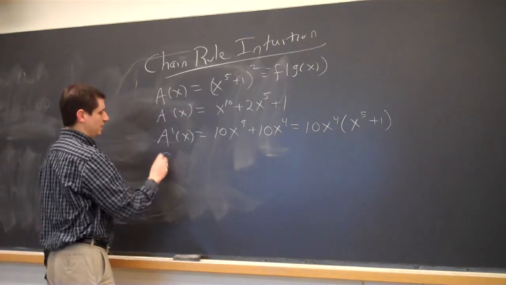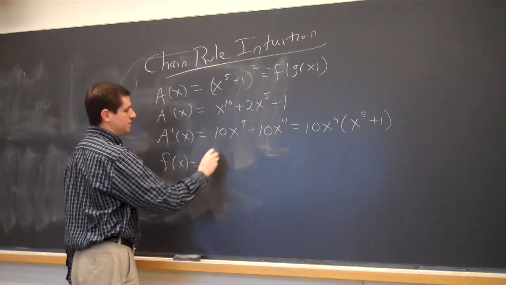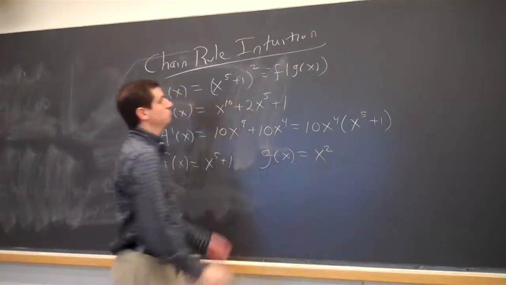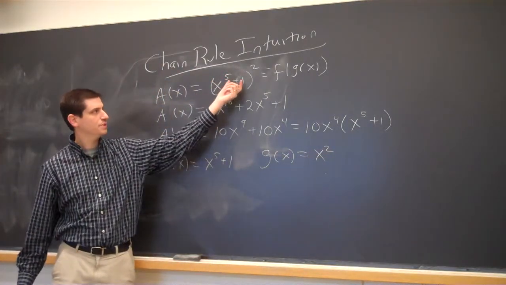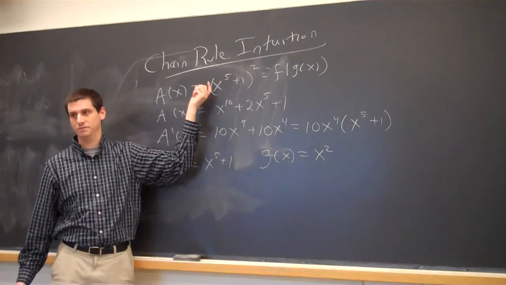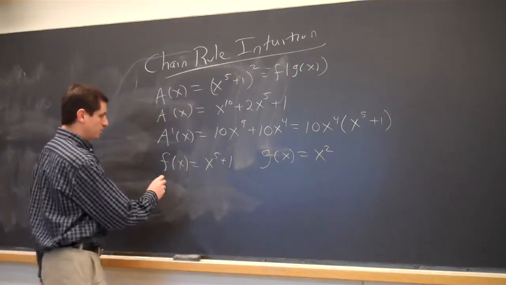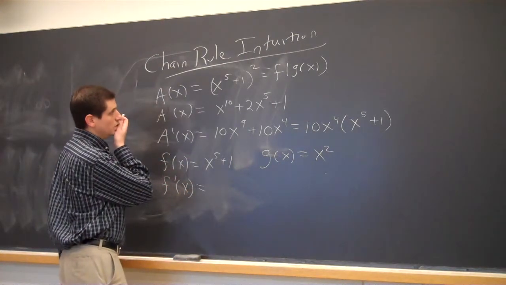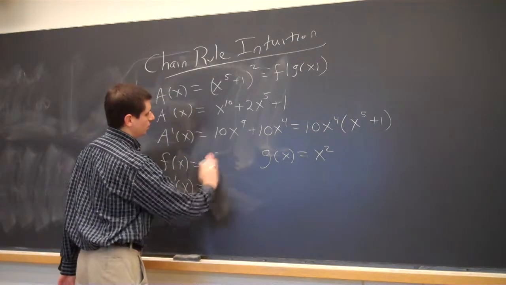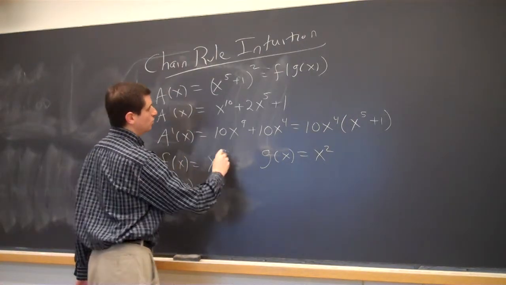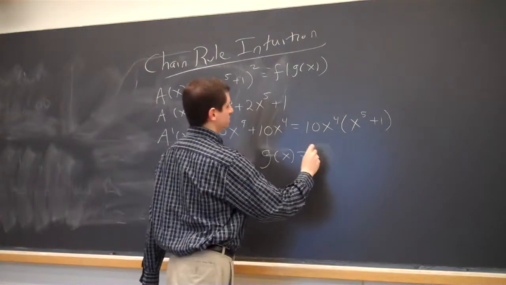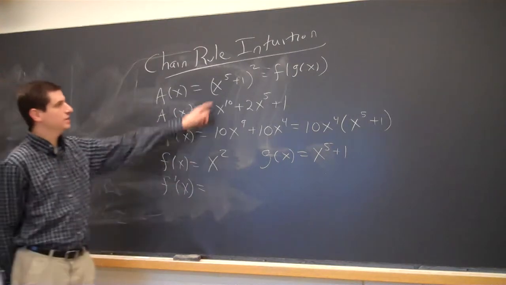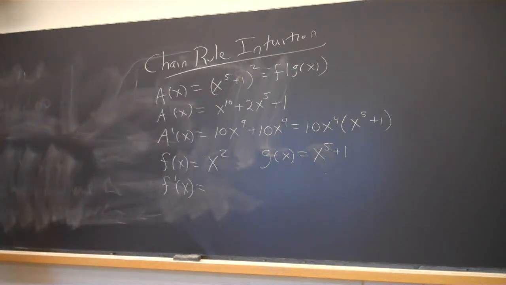I have f of x equals this. If I take f of x to be x to the 5th plus 1, and I take g of x to be x squared, then my function x to the 5th plus 1 squared, that's my f of g of x. Okay? So let's calculate some derivatives. Oh I'm sorry, I'm doing it the wrong way. I want f of x to be x squared, g of x is x to the 5th plus 1. And now f of g of x is going to just be x to the 5th plus 1 squared.